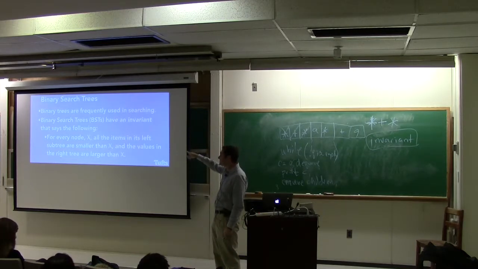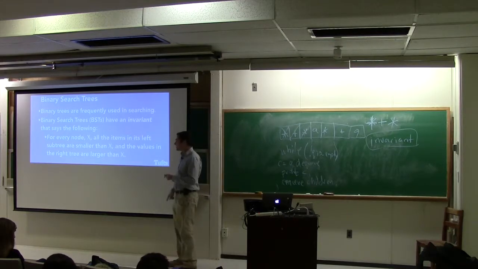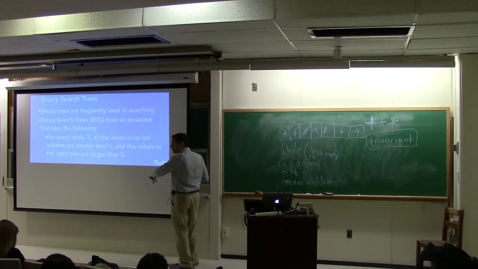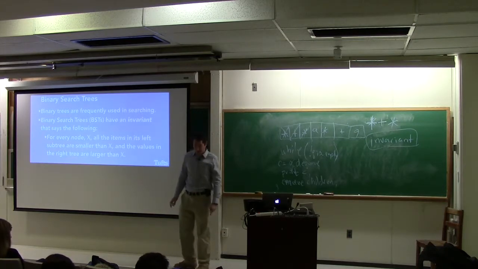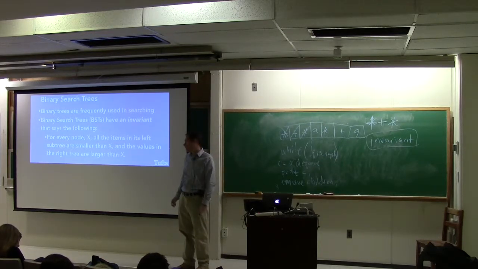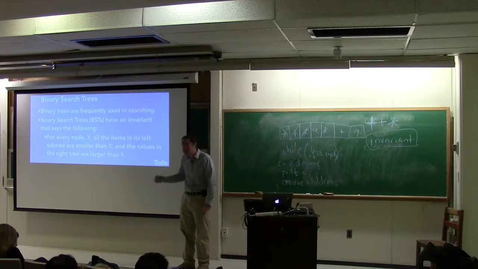The satisfying conditions are, for every node x, all the items in the left-hand side of the node are smaller, and all the values in the right are bigger. Okay, I'll let that sink in a little. You have a binary tree, and everything to the left has to be smaller than whatever you are, no matter where in the tree you are. Everything to the right has to be bigger, no matter where in the tree you are. This is called an invariant, and an invariant means that this is satisfied for the data structure.